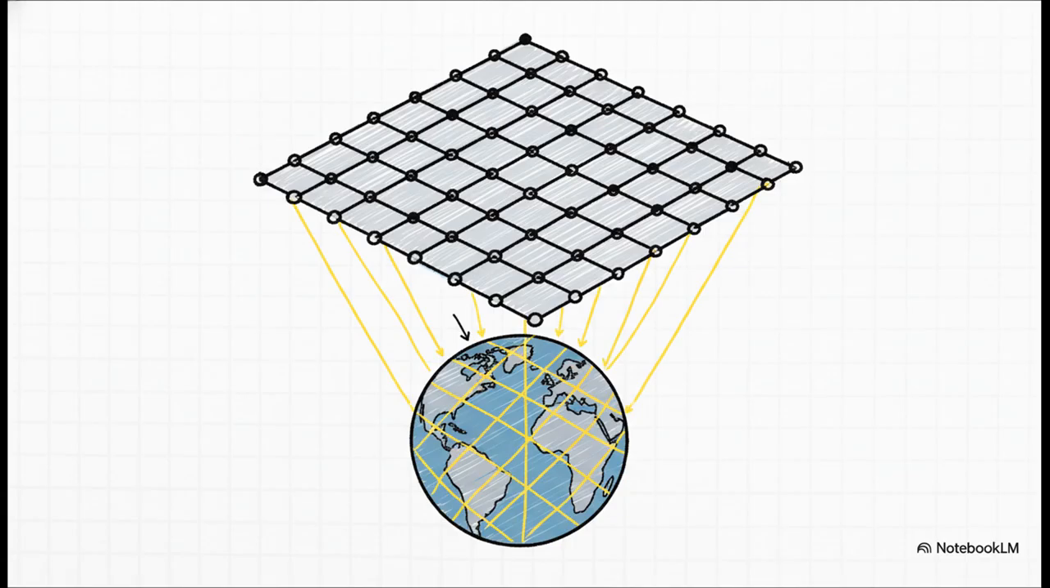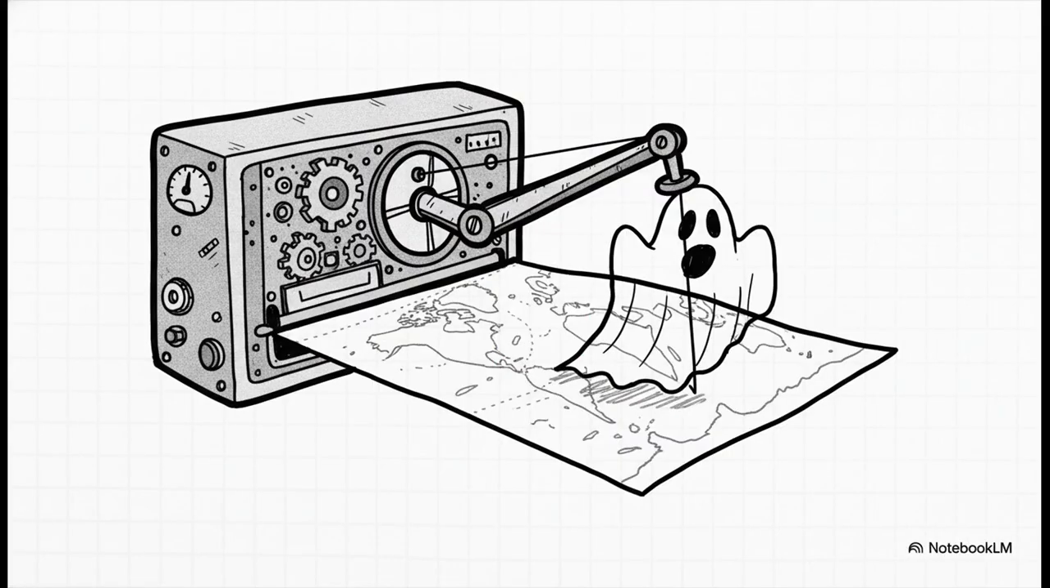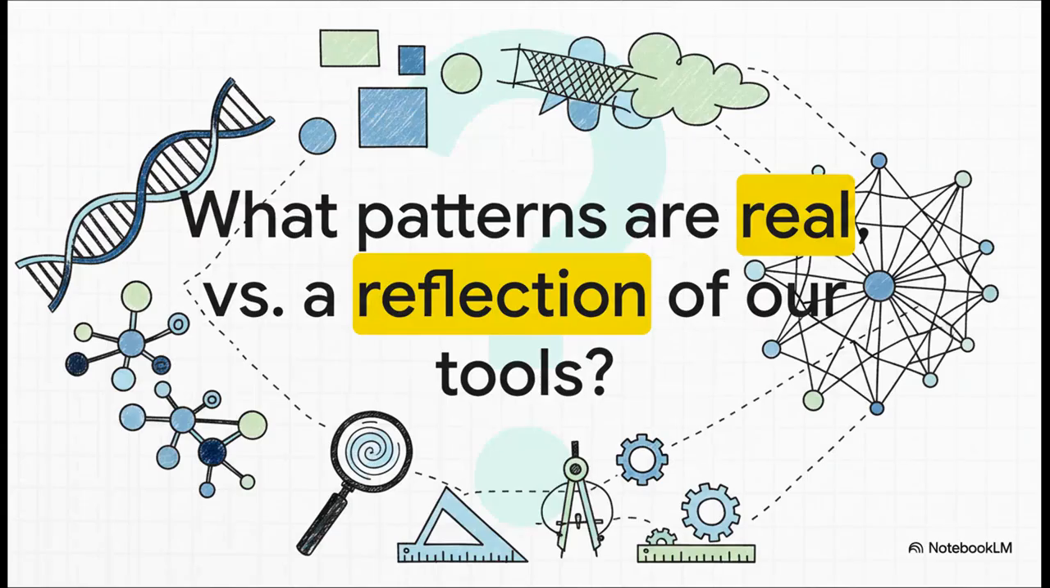This wasn't a bug in the system or a mistake. It was a deep, fundamental insight into the very nature of measurement itself. Let's put it as simply as possible. The tool didn't just find the earthquakes, it was creating patterns of its own. It was drawing its own ghosts right there on the map. And that leaves us with a final and pretty fascinating question to think about. As we use more and more powerful tools to map everything, from the human genome to our own social networks, what patterns that we see in our world are actually real, and what are just a reflection of the tools we're using to find them?